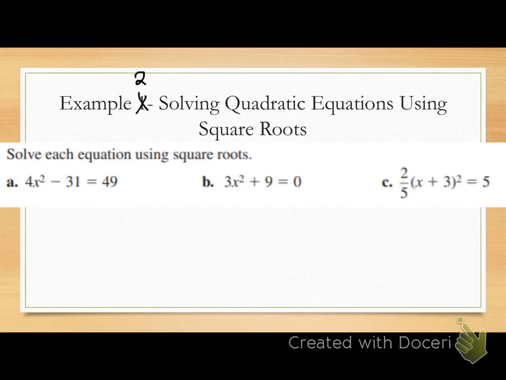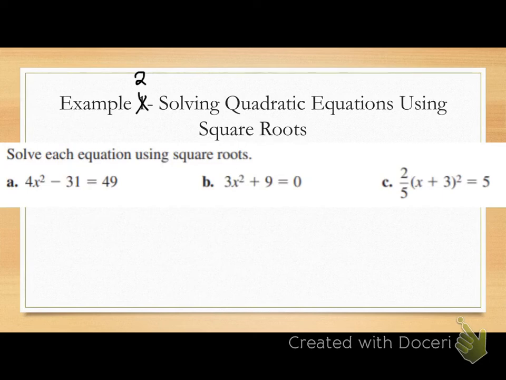So example 2, solving quadratic equations using square roots. Letter A, we have 4x squared minus 31 equals 49. My goal here is to solve my equation for x. I'm using my inverse operations to try to get x by itself, back to our Algebra 1 days.